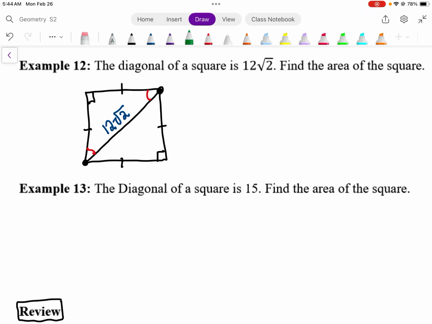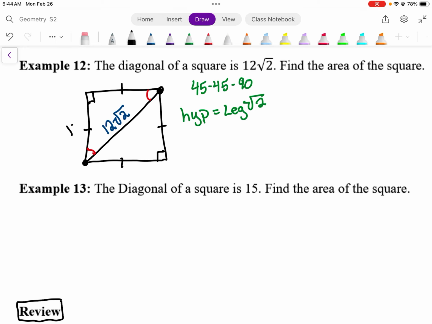So if you can remember that for a 45, 45, 90, the hypotenuse is equal to the leg times the square root of 2, you can use that equation to help you solve for the legs.